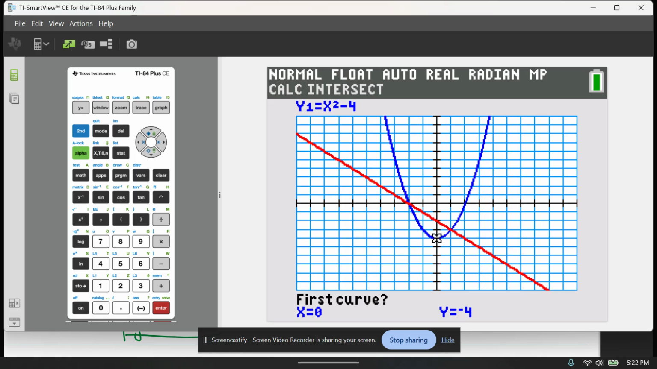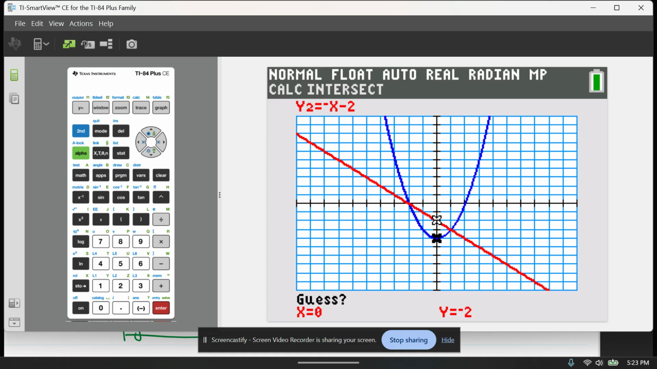All right. Now, it's going to ask for two things. It's going to ask for first curve and second curve. All you got to do is hit enter on first curve. Second curve, hit enter. On the guess, this is where you got to move.